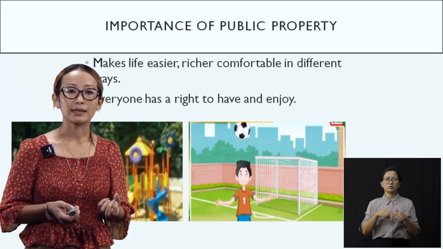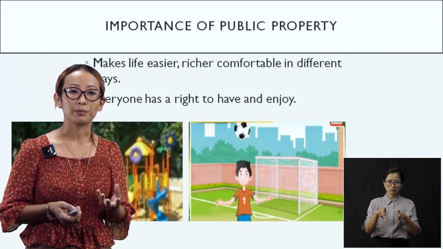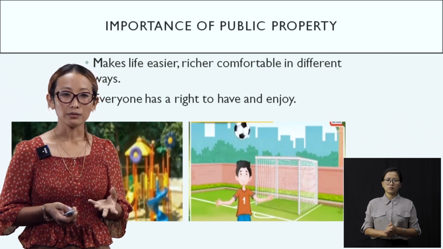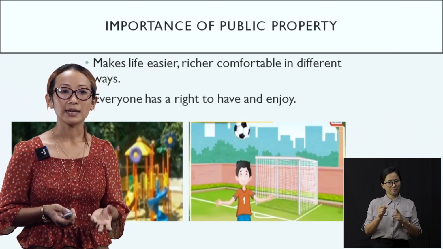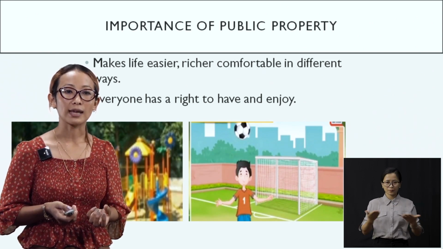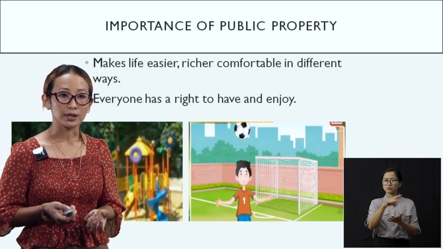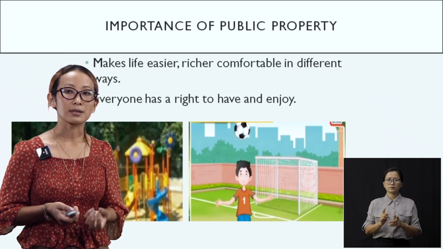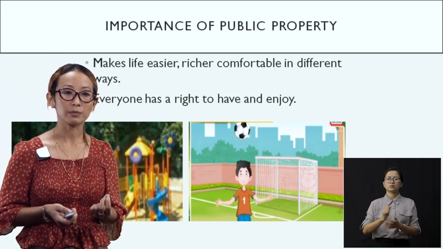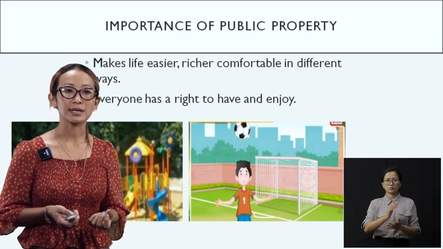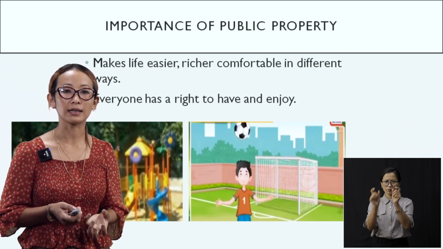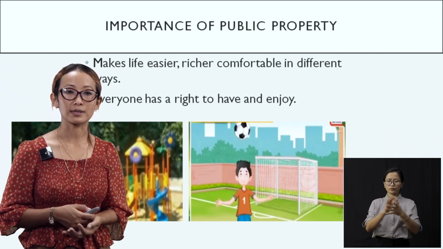So the public, you need a playground to play football. So a playground is a public property, and everyone has a right to use it, or everyone has a right to enjoy it over there. A playground is a public property, and it cannot be owned or managed by a single individual, because it is maintained by the entire population living in the community or society.